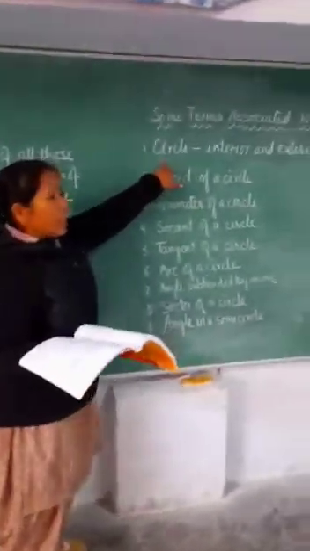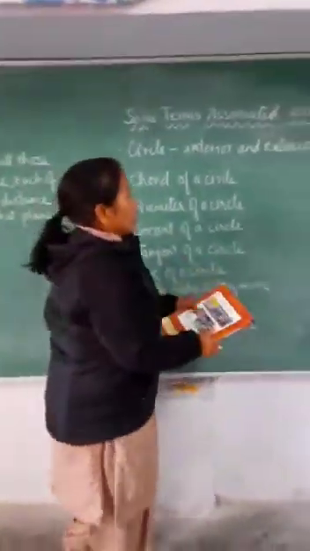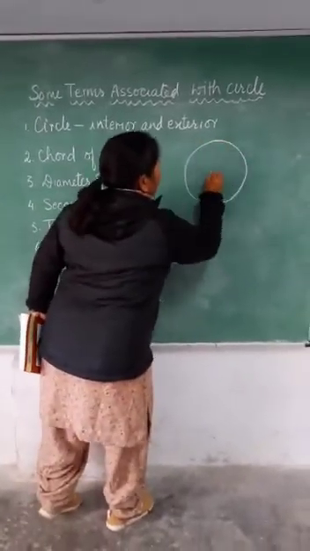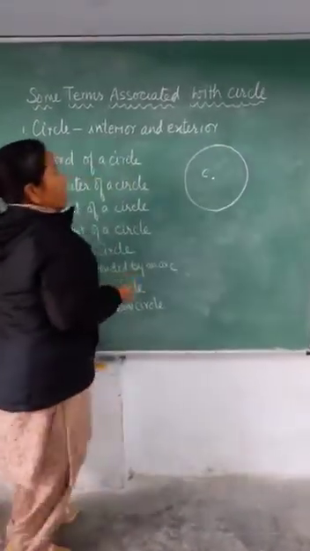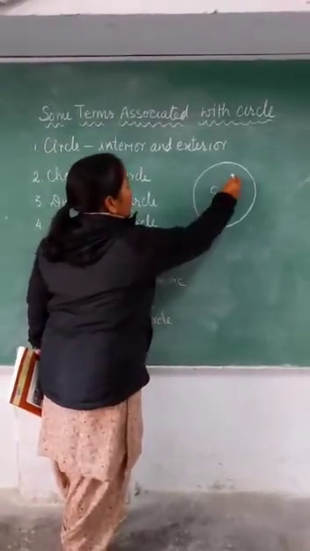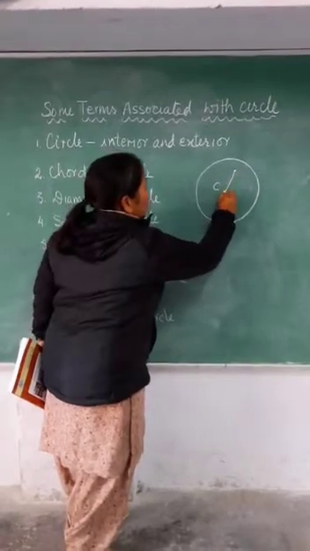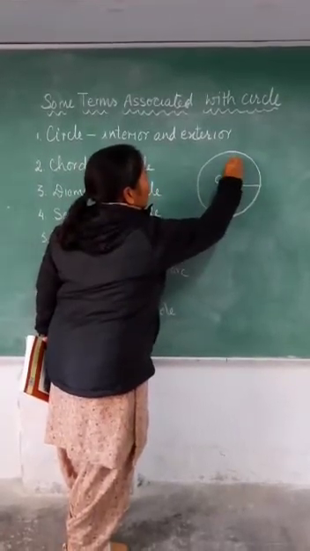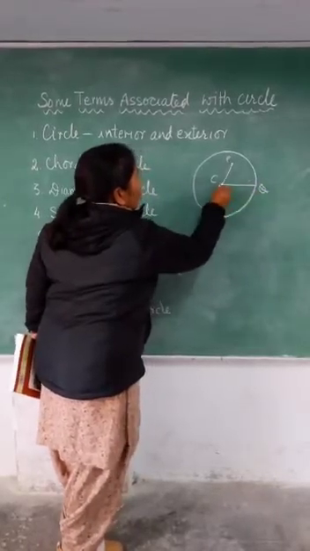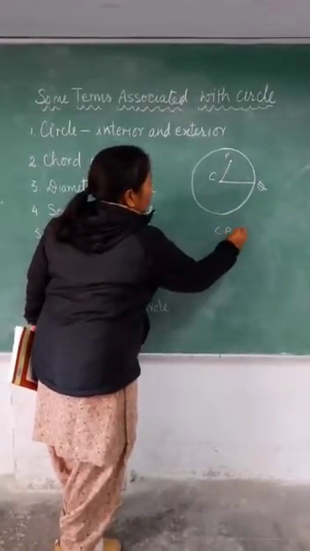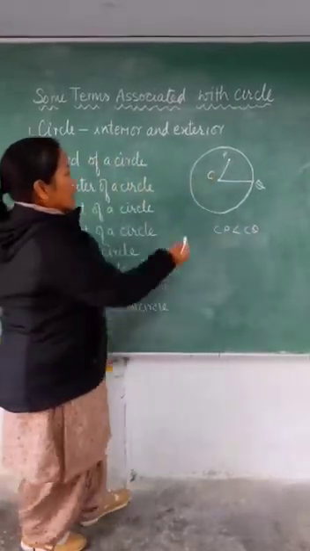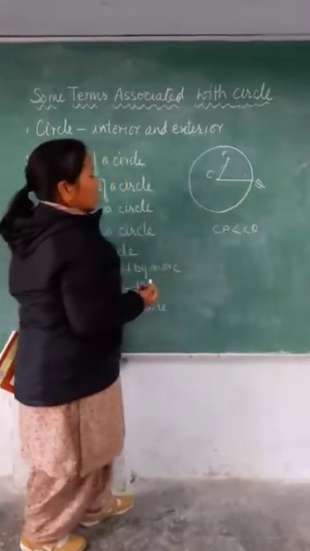The first one is interior and exterior. Suppose you have taken one circle like this. C is the center of the circle. If any point is inside the circle, this is called interior. And always remember this interior. Suppose this point is P and this is Q, then CP is always less than CQ. Whatever the point is inside the circle, its distance is always less than the radius of the circle.